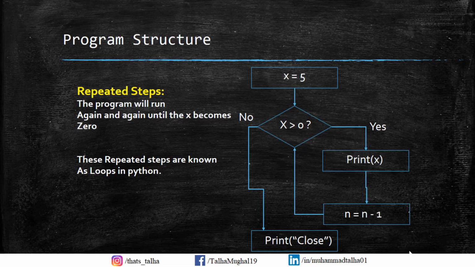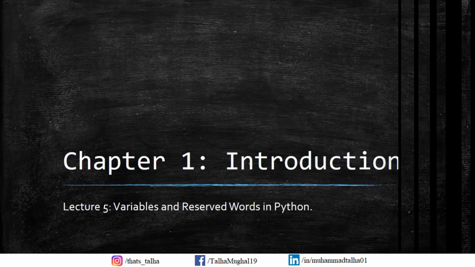Now if the value is equal to or less than 0, then it will no longer go to the right side. Instead, it will follow the path of the left side, and then it will print out close. These repeated steps are known as loops in Python.